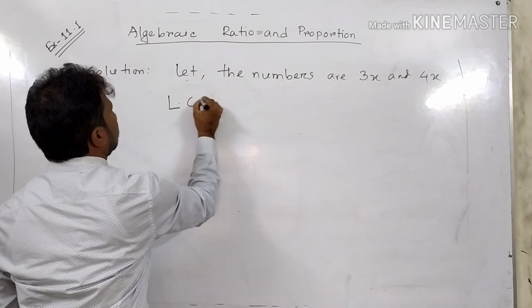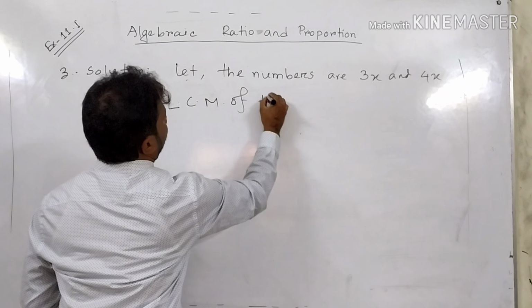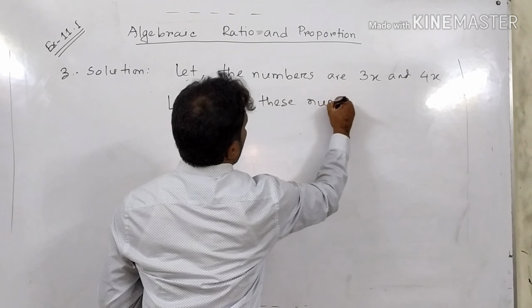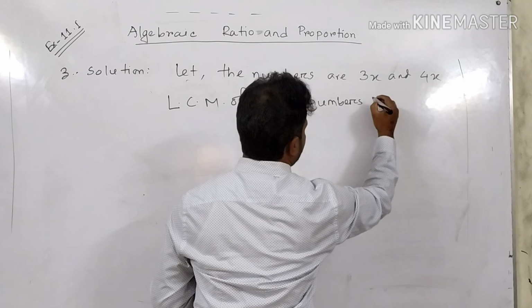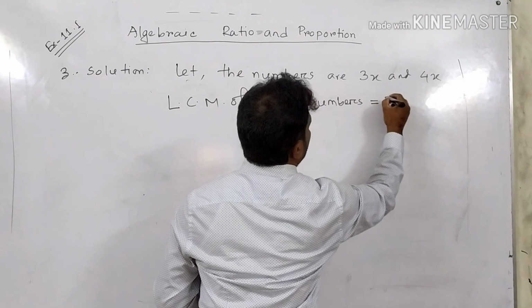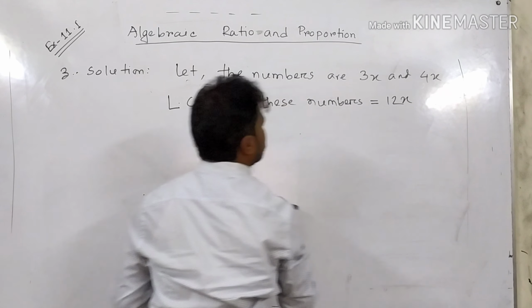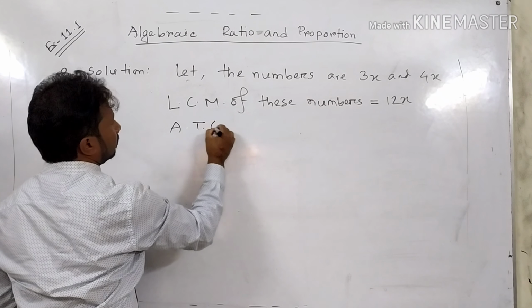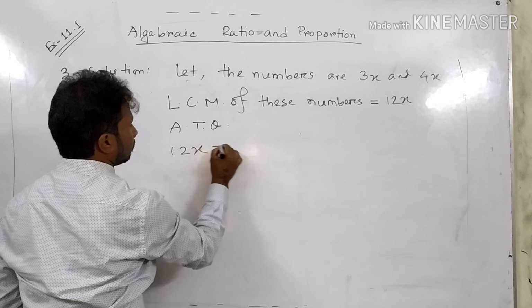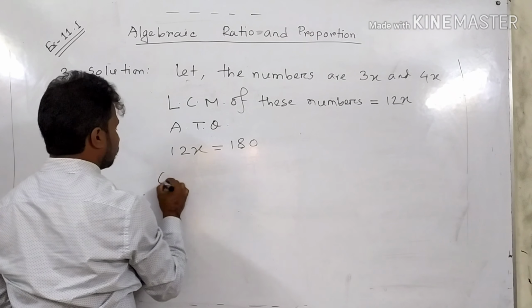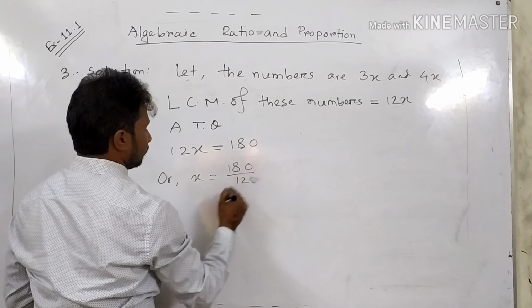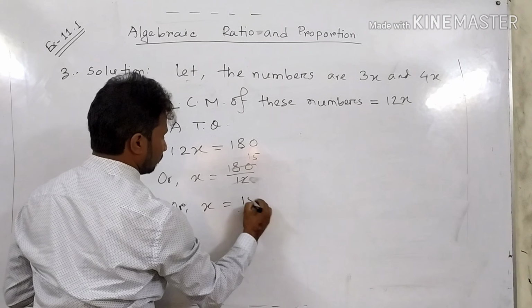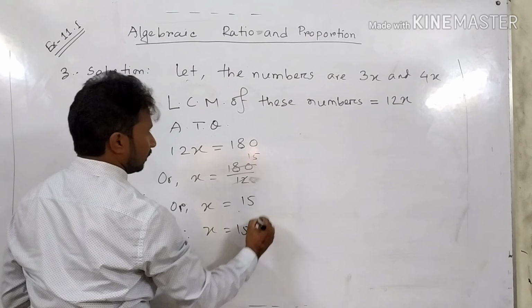LCM of these numbers, 3 and 4 LCM 12 and x and x LCM is x, so LCM of these numbers equal to 12x. So according to the question you can write what? 12x equal to 180 or x equal to 180 divided by 12. 12 goes how many times? 15 times, therefore x equal to 15.